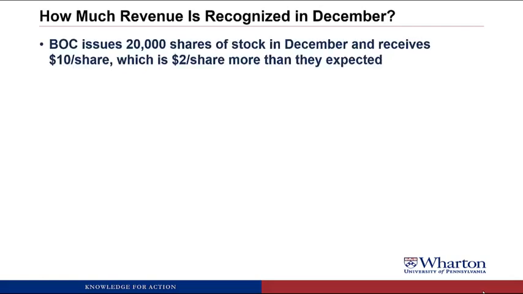BOC issues 20,000 shares of stock in December and receives $10 per share, which is $2 per share more than they expected.